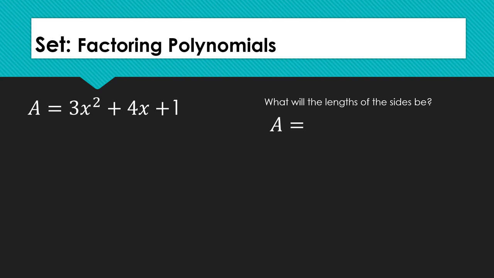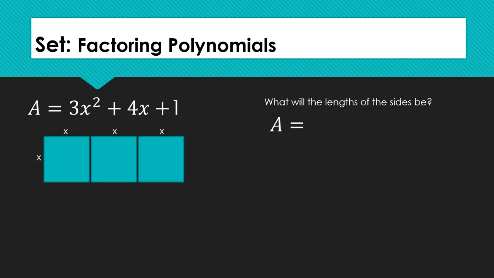The first term in this trinomial is 3x squared. We know that we need to have three large squares, each with a dimension of x by x. The second term in the trinomial is 4x. We know that we need to have four rectangles with dimensions x by 1. The third term in the trinomial is 1. We know that we need to have one small square with dimensions 1 by 1.